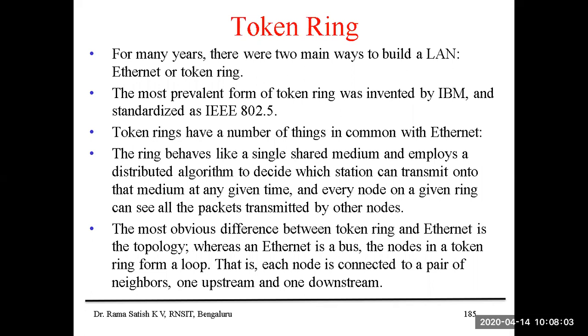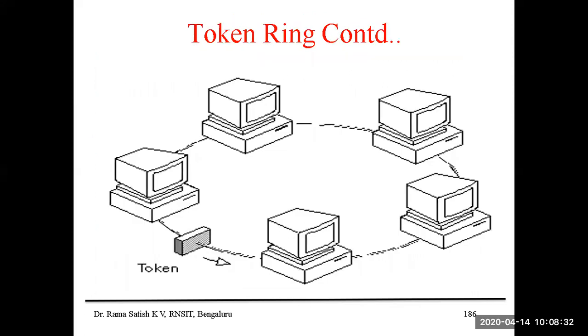The most obvious difference between token ring and Ethernet is the topology, where Ethernet is a bus kind of thing. The nodes of the token ring are in the form of a loop, that is, each node is connected to a pair of neighbors. One is upstream, another one is downstream. Upstream towards right, and downstream towards left. And this is the technology.